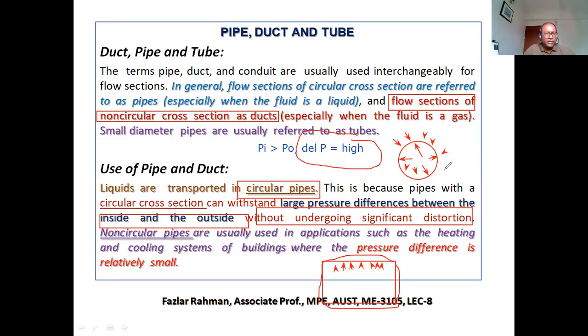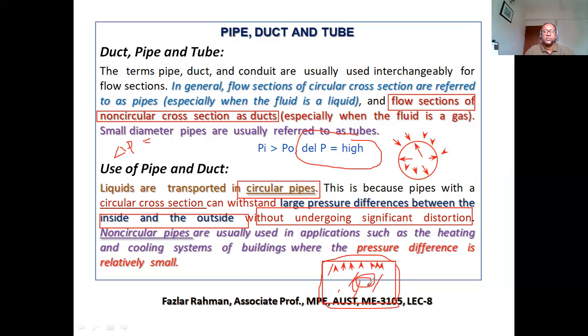Now in a building, you might see a rectangular duct used for an air conditioning system, because in that case the pressure inside the duct is a little bit higher than atmospheric pressure. So air can come out through the air conditioning vent. In that case, the delta P is very low, so you can use the rectangular duct. Rectangular duct velocity will be low, and with low velocity there will be a little bit more pressure, so air will come out smoothly through the vent.